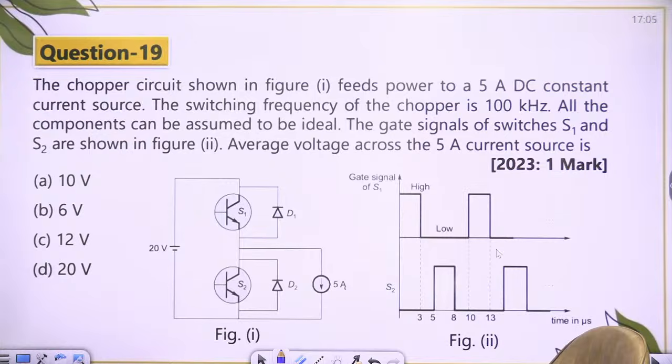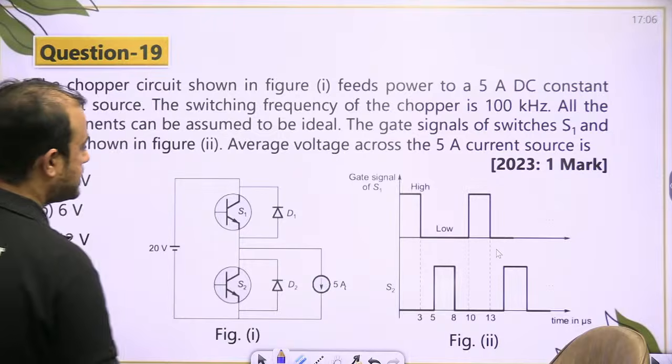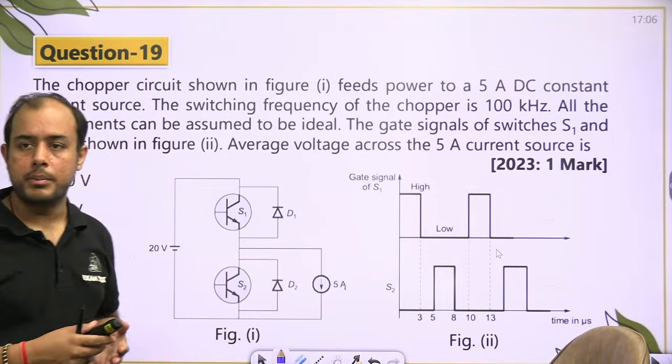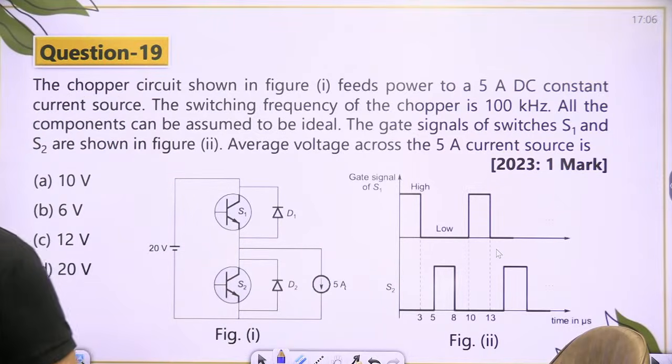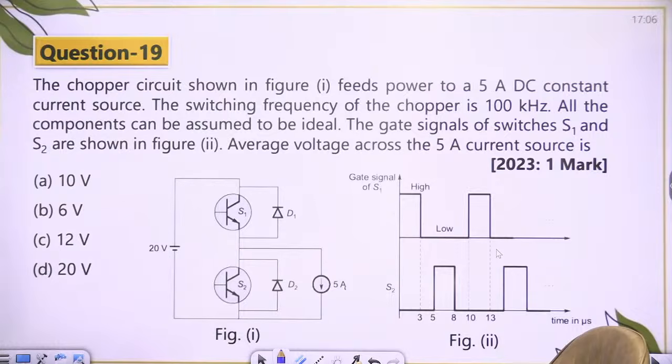Try it, son. Average voltage across the 5 ampere current source. Actually, this is a type C chopper, which is a combination of type A and type B. But anyway, you can find the answer directly without any help from the concept of type C.